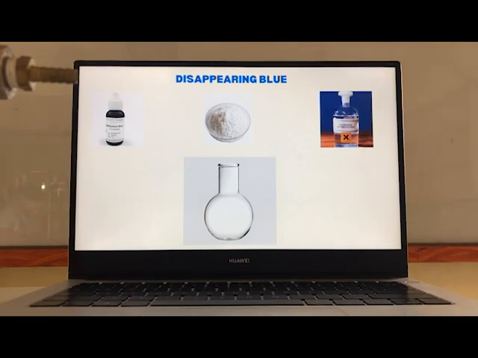Okay, hello, I'm Eduardo III Cedino. Again, I am explaining the first experiment that we are going to perform, and it is called disappearing blue. In this experiment, we are going to transform methylene blue from blue to colorless and back again by mixing it with glucose and shaking the solution, then letting it settle.